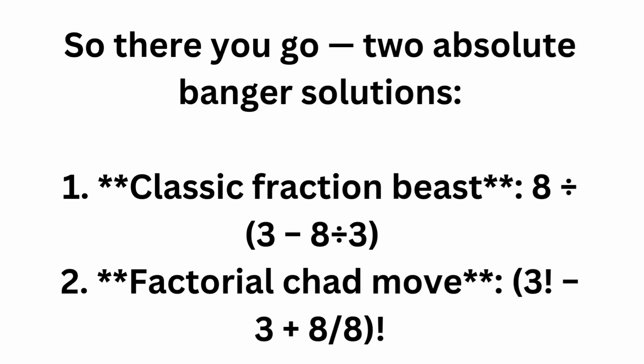So there you go, 2 absolute banger solutions. 1. Classic fraction beast. 8 divided by (3 minus 8 divided by 3). 2. Factorial Chad move. (3 factorial minus 3 plus 8 divided by 8) factorial.